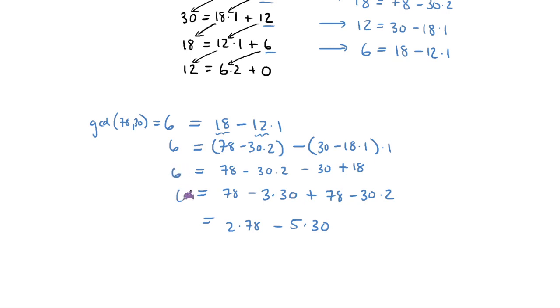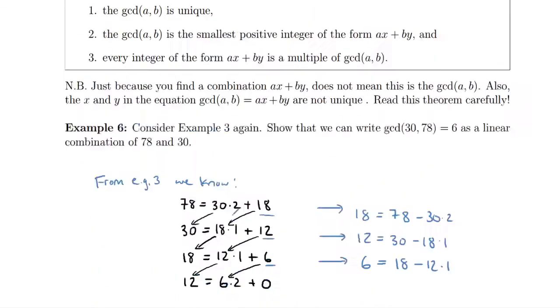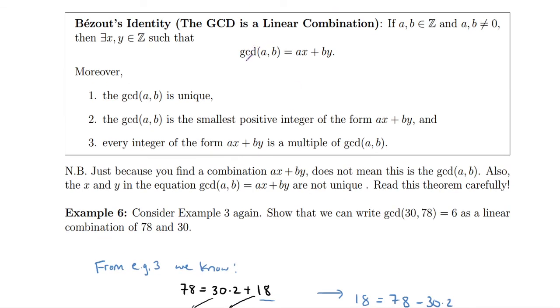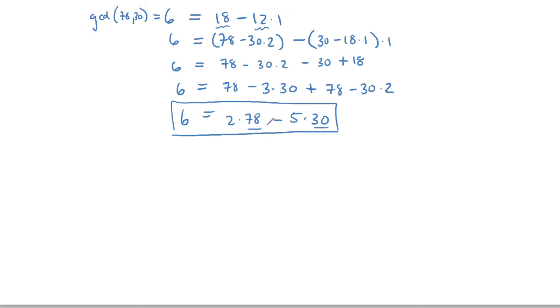So this is 6 still. Okay, and look at what you have. You have written 6 as a combination of 78 and 30 here. So this is 78 and this is 30. These are the two that we were originally trying to compute the GCD of. But look, you can actually write the GCD as a linear combination of these two. Now, Bézout's theorem, if you look at this carefully, says that you're guaranteed you can find such x and y's here. So there will always exist them. It doesn't say that they're unique, though. There could be several of them. The GCD itself is unique. There's a 6 there, but there could be other coefficients here.